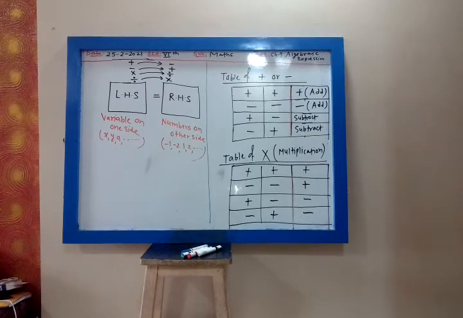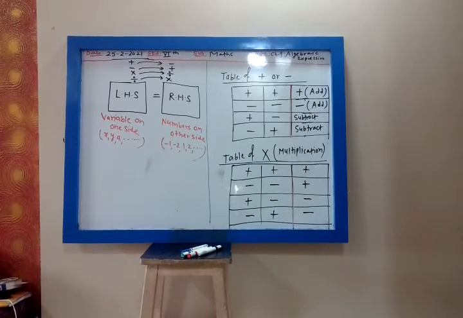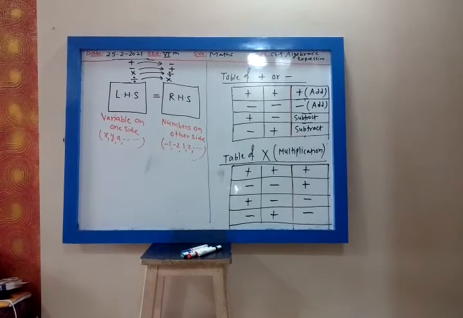Write down the table. Left hand side first table, then right hand side. Good morning, good morning. Start writing. On left hand side table first, then right hand side.